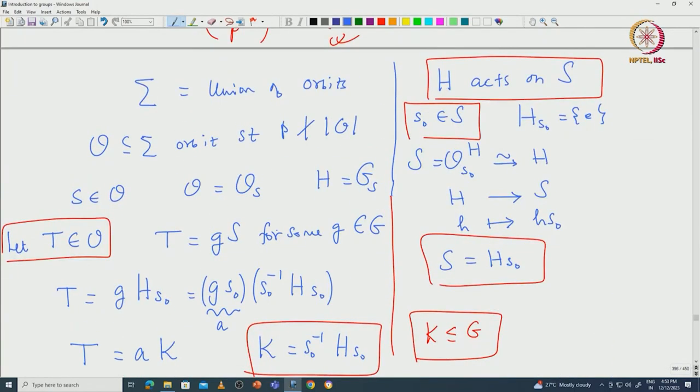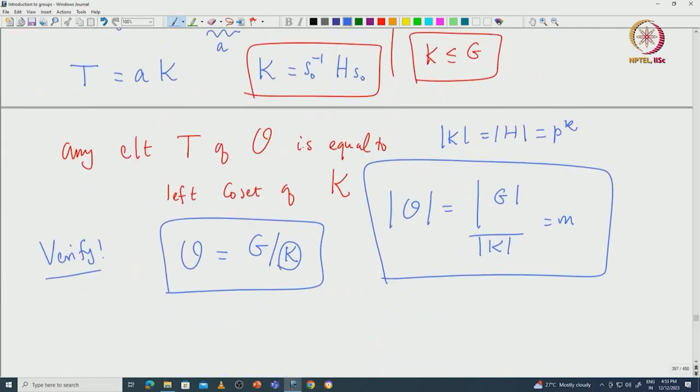The way that we have chosen it seems to be somewhat arbitrary, but p not dividing the cardinality of the orbit forces that this orbit is nothing but G mod K for some Sylow p-subgroup K. So this is a very important observation, and it will be used later. Okay, I will stop here and I will continue with the proof of the second and third Sylow's theorems in the next class. Thank you.